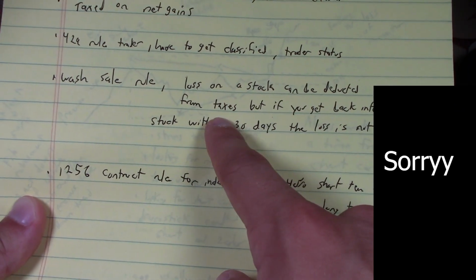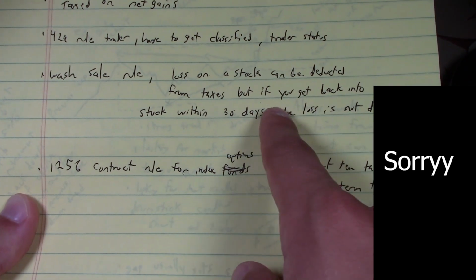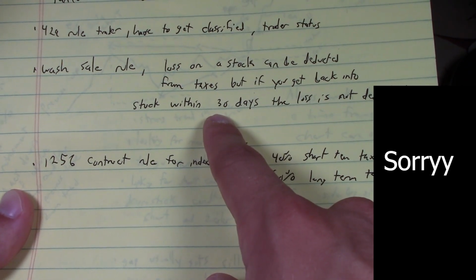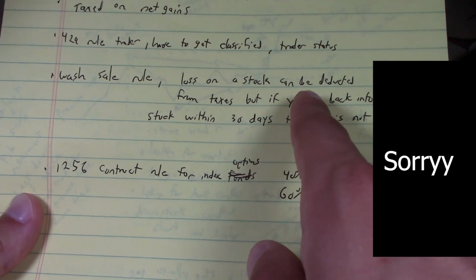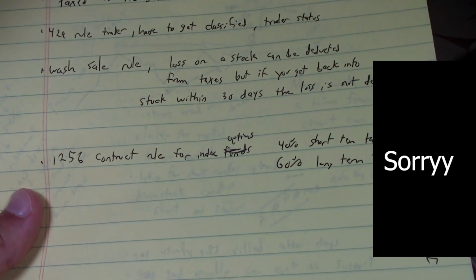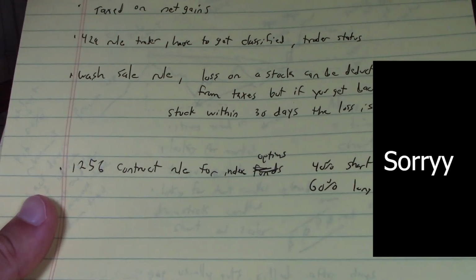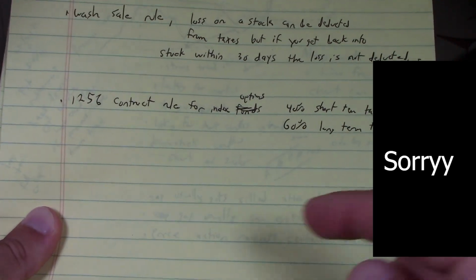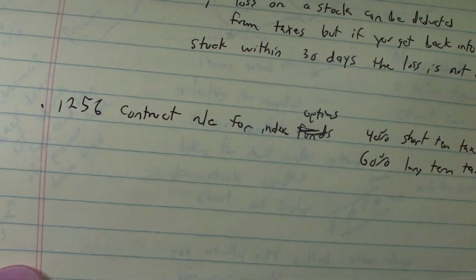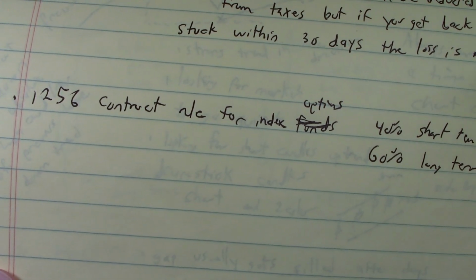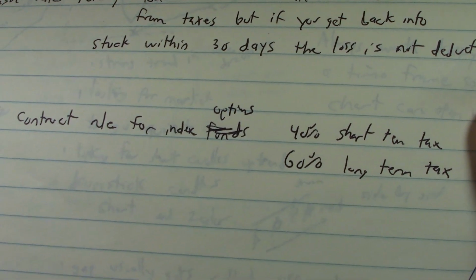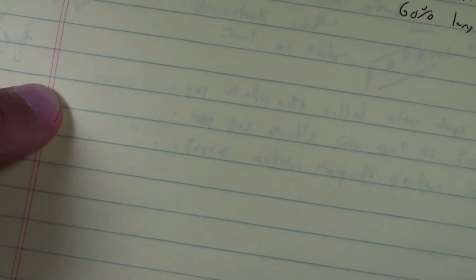The wash sale rule, yeah. A loss on a stock could be deducted from taxes, but if you get back into the stock within 30 days, you can't do it. So whenever I sell something for a loss, I just wait 30 days. The 1256 contract rule. What is that? I don't know what that is.